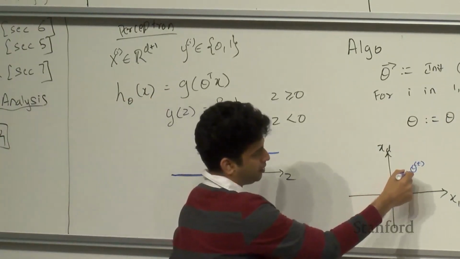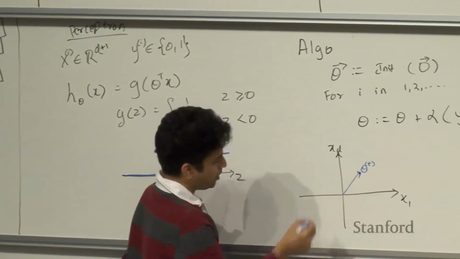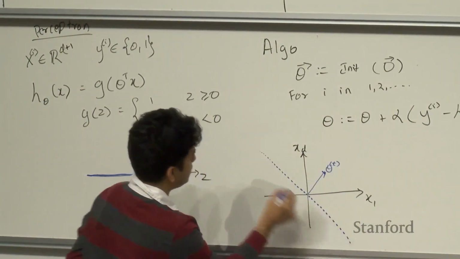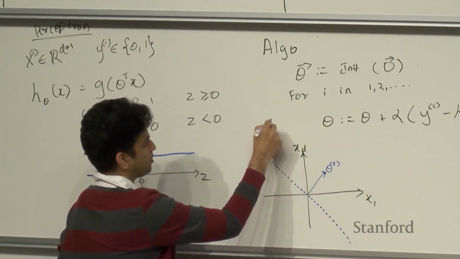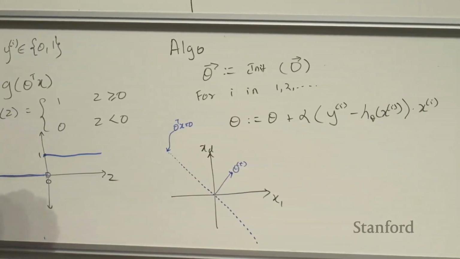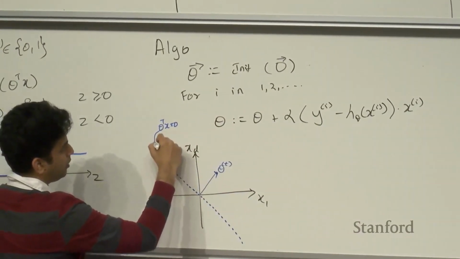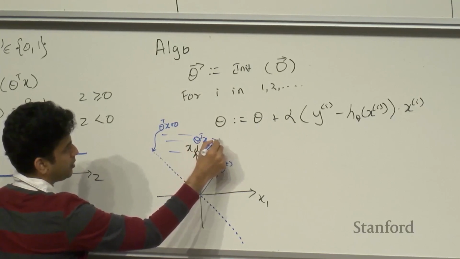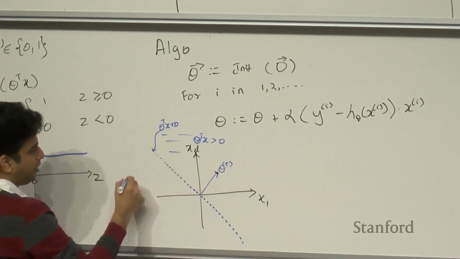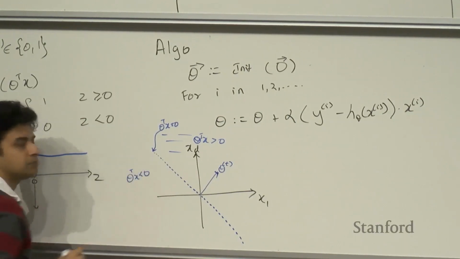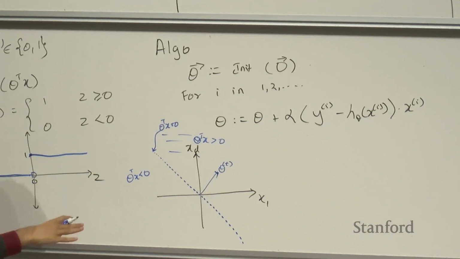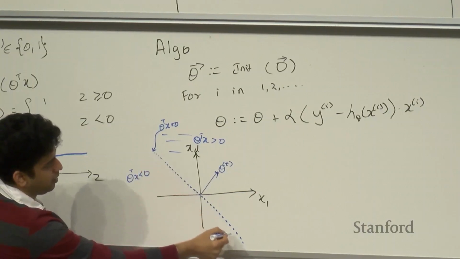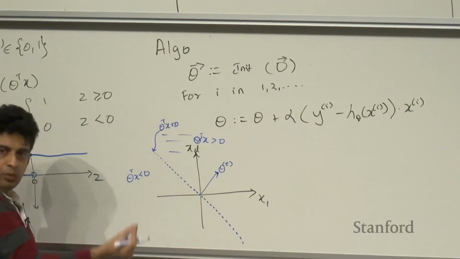Now, if theta is this vector, this hyperplane corresponds to theta transpose x equal to 0. Right? And because theta is oriented this way, all points on this side satisfy theta transpose x greater than 0, and all x's on the other side satisfy theta transpose x less than 0. Is this clear? The idea here is that any x that lies on this line is perpendicular to theta, so theta transpose x will be equal to 0.